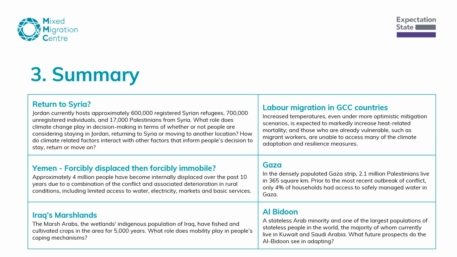Labor migration, GCC countries, Gaza, even without the recent conflict, housed about 2.1 million people, only 4% of them had access to safe water. Then Al-Bidun, hundreds of thousands, mainly in Kuwait and Saudi Arabia.